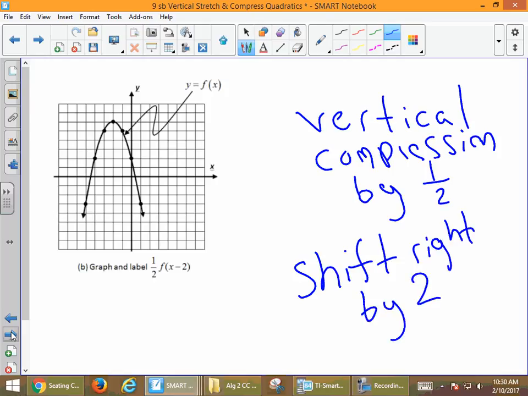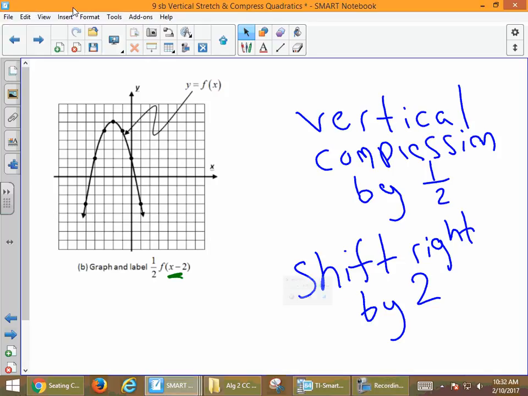And this shift right is because our -2 happens inside the parentheses, or it's inside the function. So we're shifting to the right by 2. So which transformation should we perform first? Tiffany? Multiplication by 1/2, and then we shift each point to the right by 2. So take a moment and try this on your own.